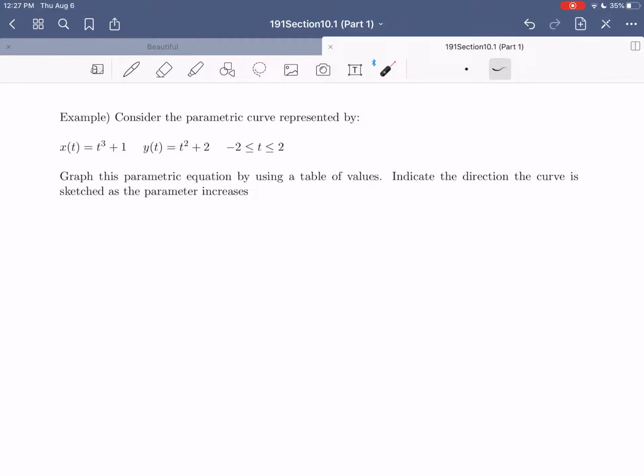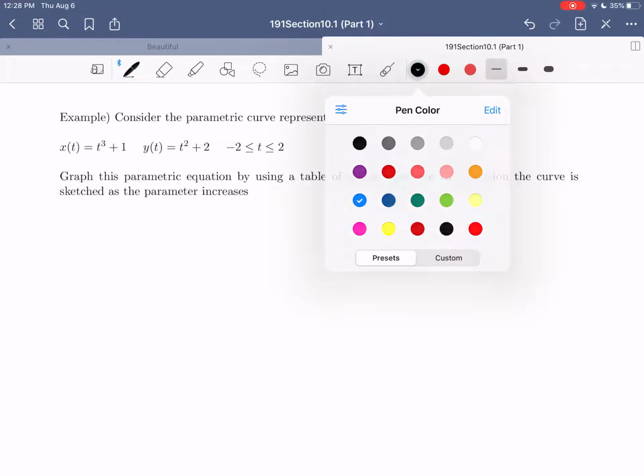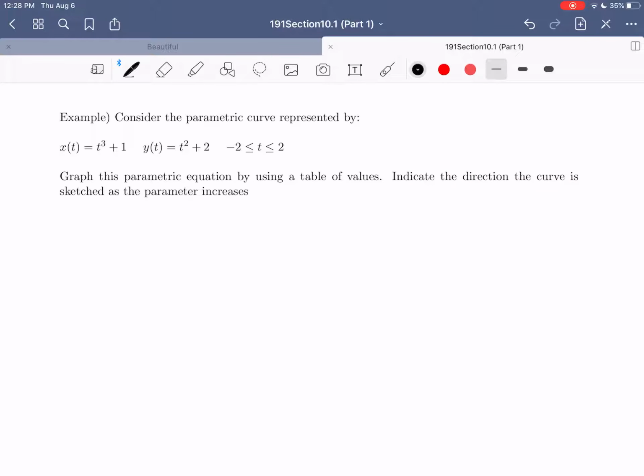So we're going to consider the parametric curve represented by x of t equals t cubed plus 1, y of t equals t squared plus 2. This time we're going to give ourselves a little domain restriction. We're only going to be thinking about where the parameter runs from -2 to 2. So same thing, we'd like to graph this using a table of values and then also indicate the direction the curve is sketched as the parameter increases.